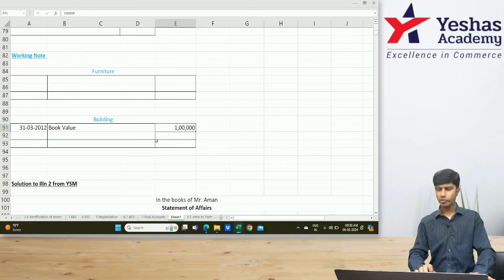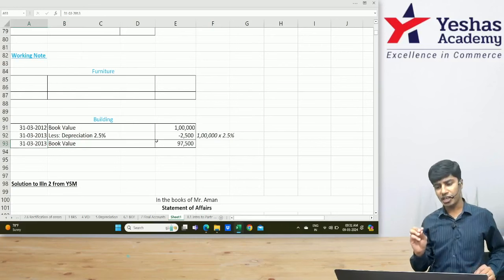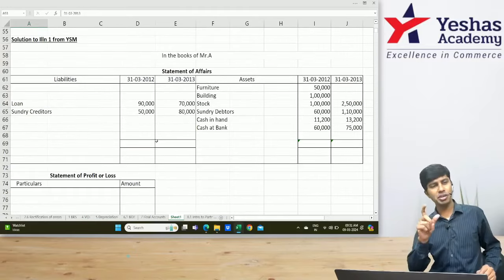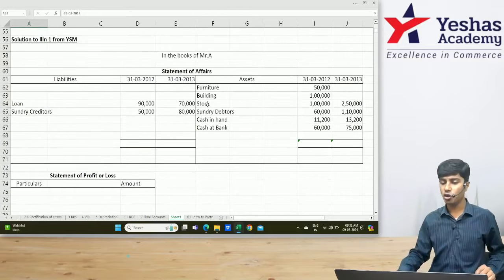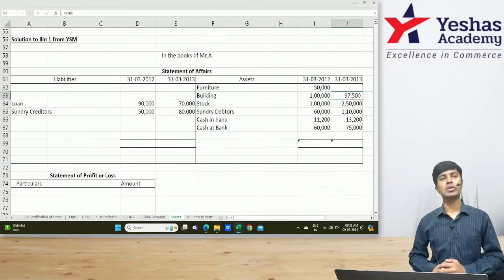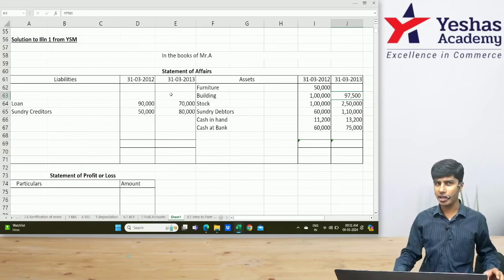Book value is how much? 1 lakh. Depreciation is how much? 1 lakh into 2.5%, 2,500. Closing balance? We are not preparing P&L to write this 2,500 somewhere. We will straight away write 97,500 in the balance sheet. In the balance sheet, or something which looks like a balance sheet, we have building 1 lakh, opening balance. Closing balance was missing. We now found it. It is 97,500. Everyone understood? Am I going fast? You all are getting it?